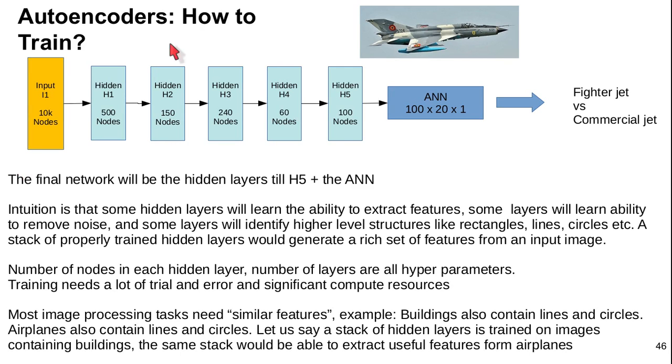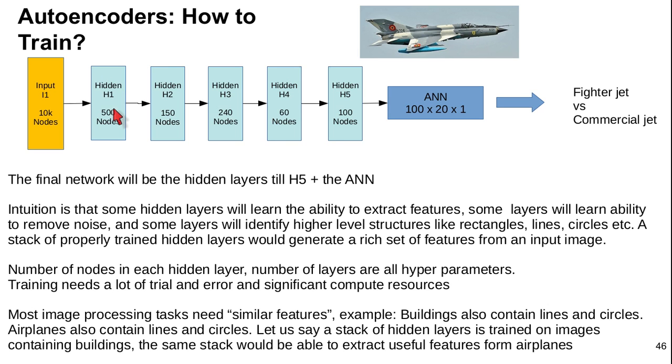The intuition behind this architecture is that several of these hidden layers might learn to extract features from the input image. Some of the hidden layers might learn to remove noise effectively, and some other hidden layers may learn to identify higher structures like rectangles, squares, circles, or triangles from the input image. In general, a stack of properly trained autoencoders and their corresponding hidden layers would be able to generate a rich set of features from the input.